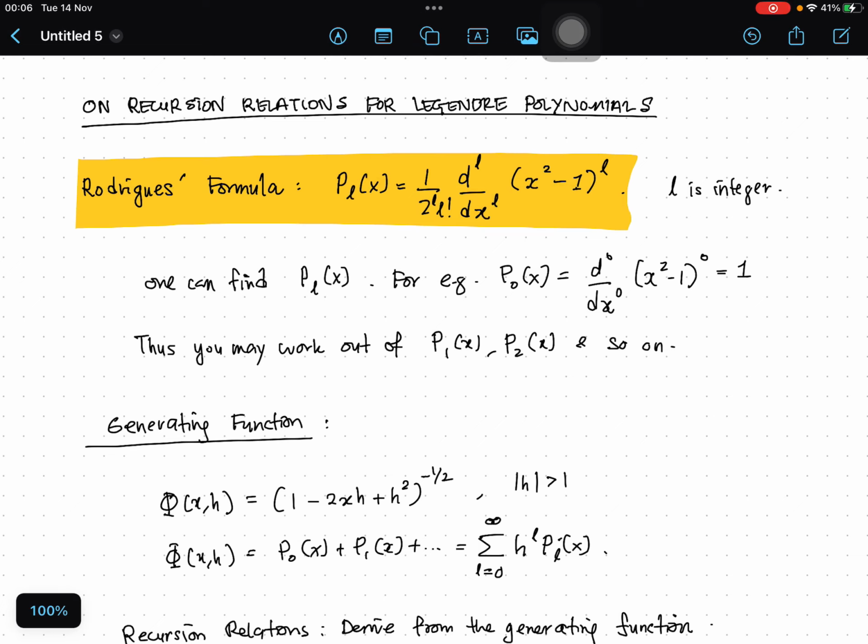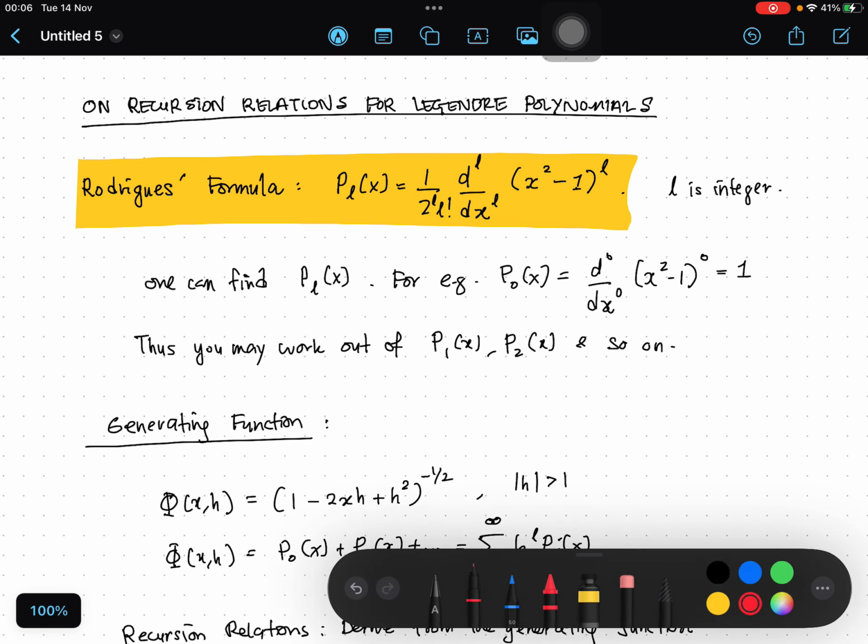Hello class. Today we are going to look at recursion relations for Legendre polynomials. First, we're going to look at Rodrigues' formula, where we have learned before about the Leibniz rule for differentiating products. Okay. The Rodrigues' formula is given by the one in the yellow box.